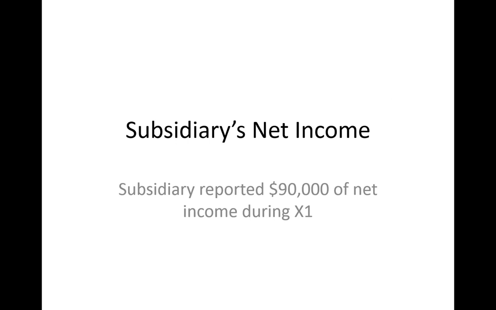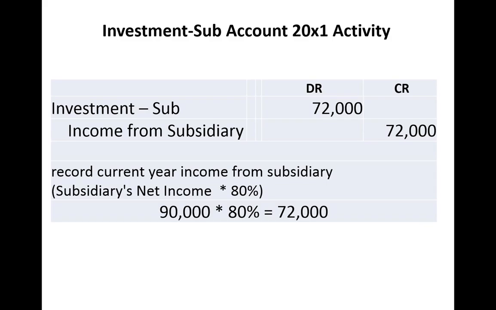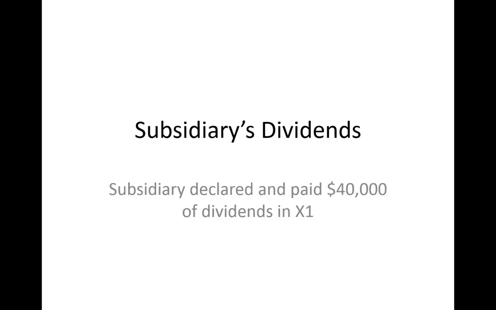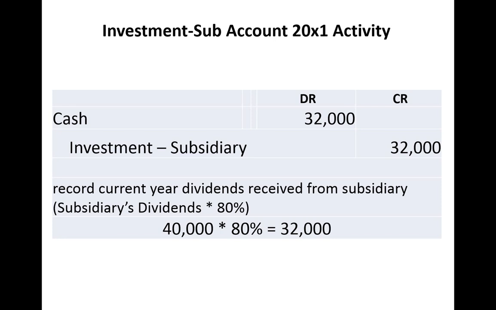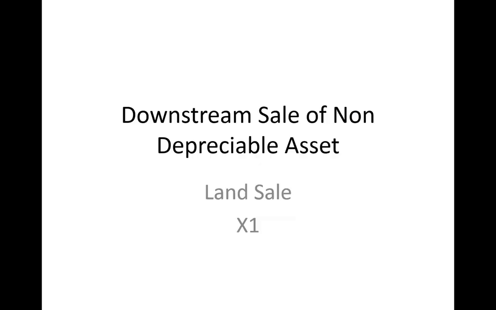We see the sub's net income of $90,000. This is the entry that's going to be recorded. We have the subsidiary's dividends. This is the entry that's recorded as well. And then the item of focus is the downstream sale of the land.